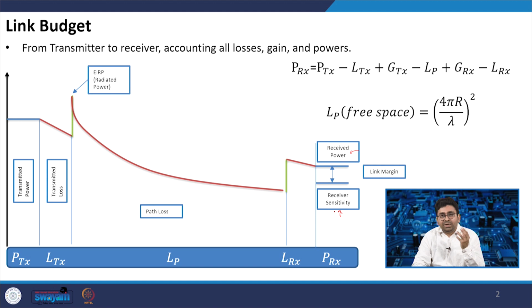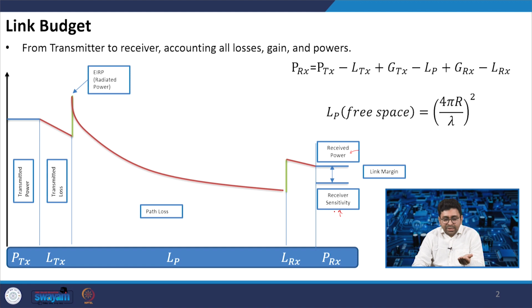Now there should be a sufficient link margin, and we need to provide a certain margin when we design a receiver or transmitter. By considering all these losses and gains, from transmitter to receiver, when we account for all losses, gains and powers, this entire method is called a link budget. We need to have a link budget by considering the margin and analysis of how you will distribute the power from transmitter to the receiver.